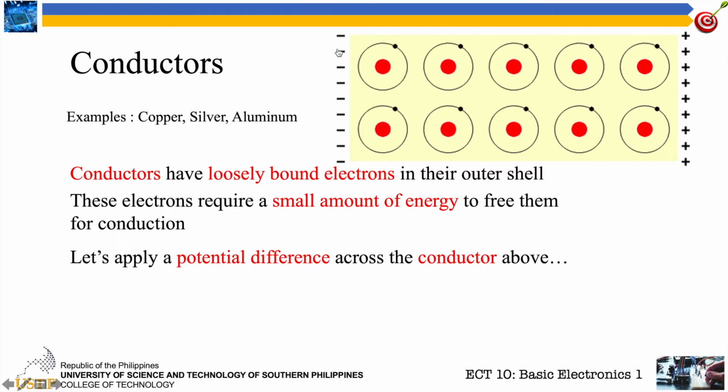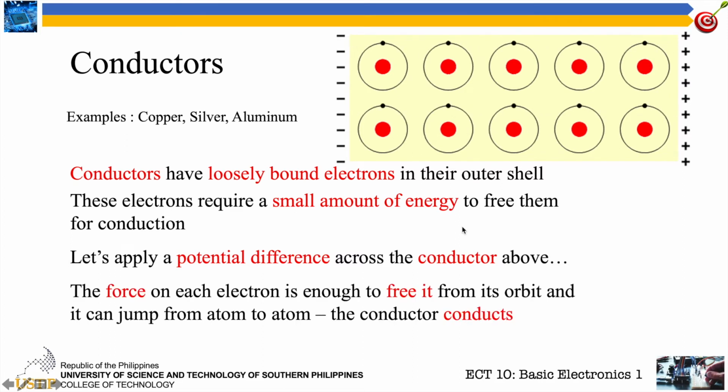This is the negative side of your potential. Try to see what happens. It is repelling the electrons because electrons are negatively charged particles, and they are attracted to the positively charged side of our potential. Therefore, we only need a small amount of energy to let this electron move from one atom to another atom, to free it for conduction.